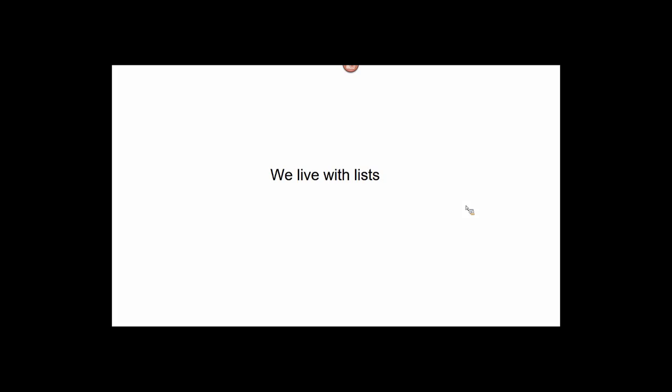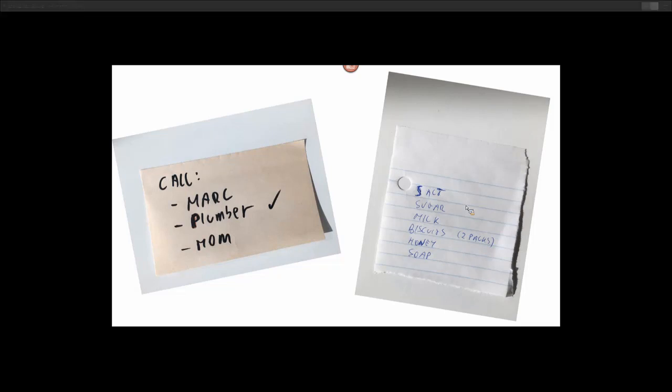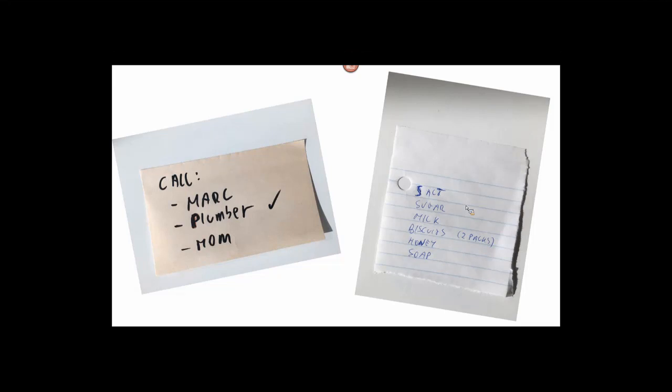What are sets? If you think about it, we live with lists. We have a lot of lists in our everyday life. For example, we have the list of people we want to call, or things we want to purchase at the supermarket. Lists of calling people or things to purchase are quite simple. You can write them down on paper and you can tick them off whenever you have called somebody or whenever you have purchased something from the list. Those are easy lists to manage.